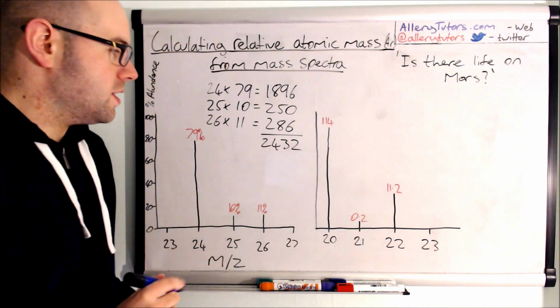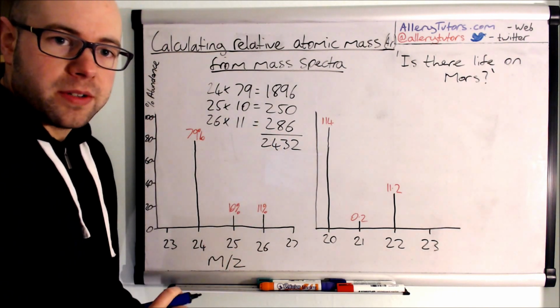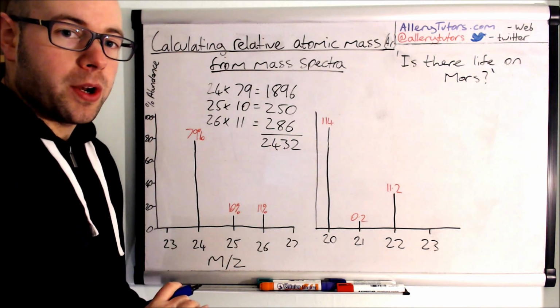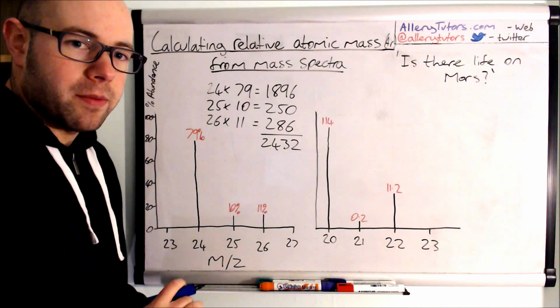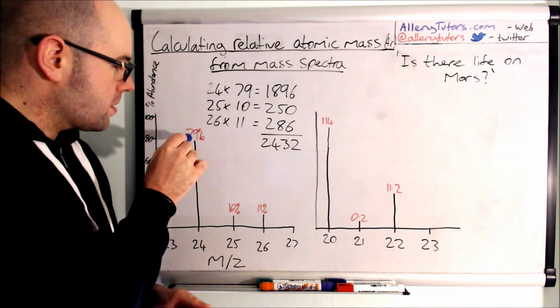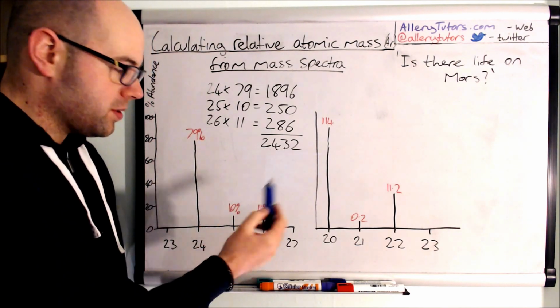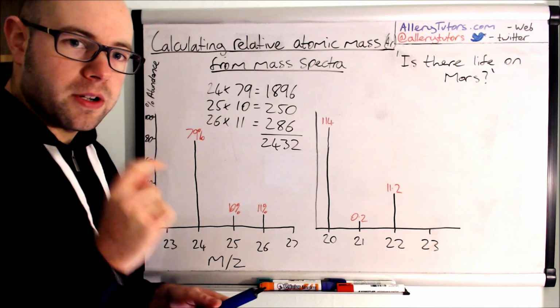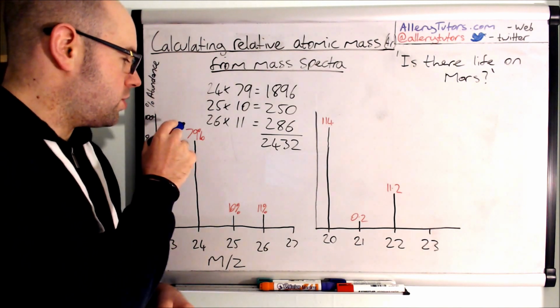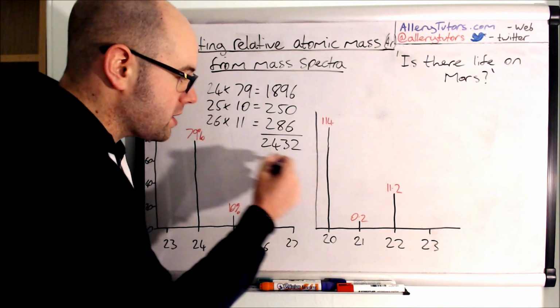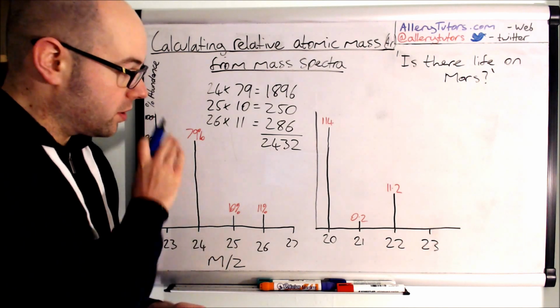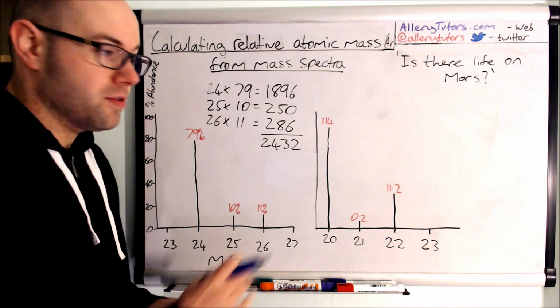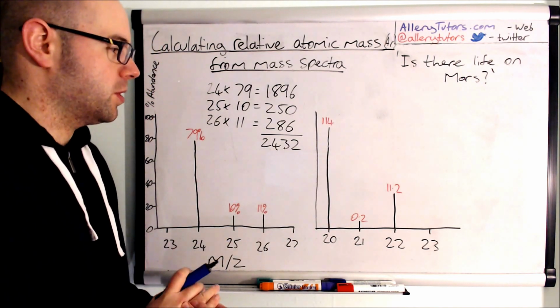This is the number that we're going to use, and we're going to divide this by 100. The reason why we divide it by 100 is because the total abundance, 79 plus 10 plus 11, adds up to 100. You've got to be really careful and make sure that you're dividing this number by the total abundance. Sometimes they don't always add up to 100, as you'll see in this next example. So you've got to watch out for that.